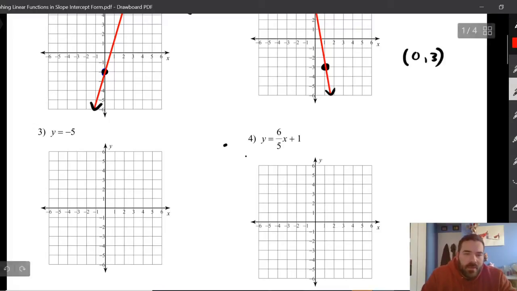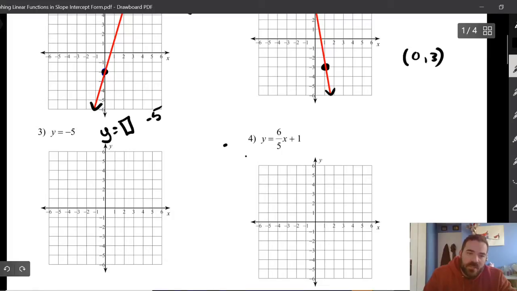So this one's weird. I don't have an x. I don't seem to have a slope because my slope would usually look like this. I just have a number. And the reason that happened is because there is a coefficient in front of this x. There is something there.